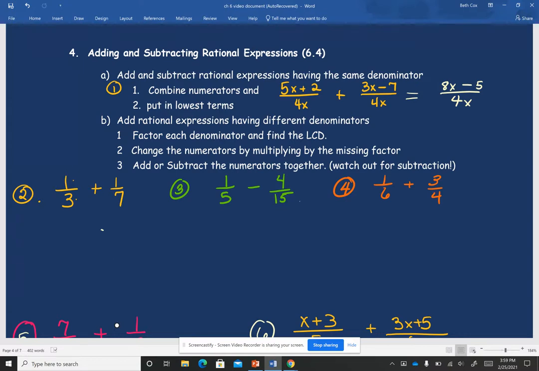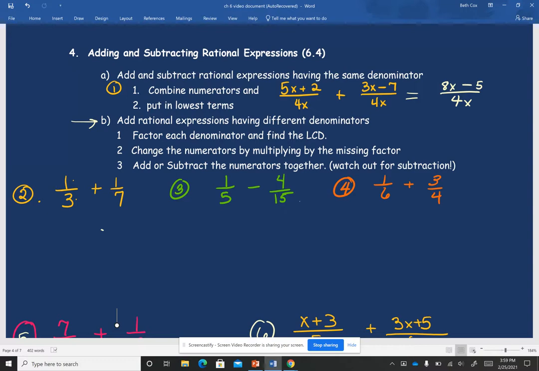Part B: add rational expressions having different denominators. First, we're going to factor each denominator and find the LCD. Notice we don't have to do the numerators this time, but factor each denominator and find the common denominator. Then you're going to change the numerators by multiplying by the missing factor. We'll go through that slowly again in a little while so that you can see what these steps mean and use them to go through a problem. And then step 3, you add or subtract the numerators together. Watch out for the subtraction.